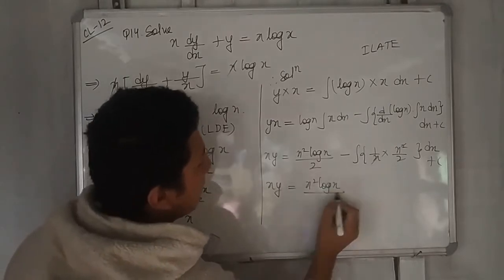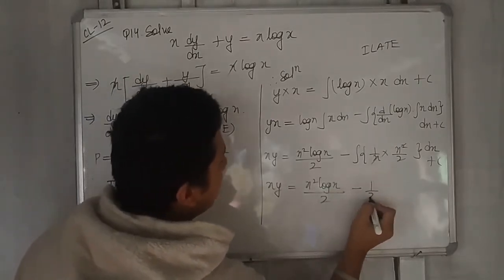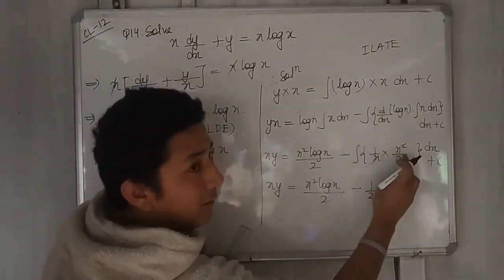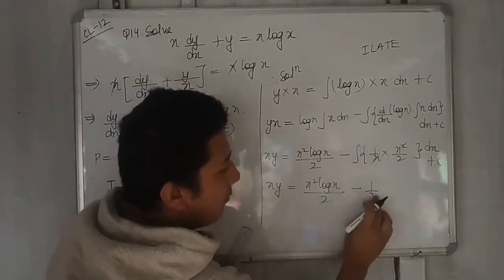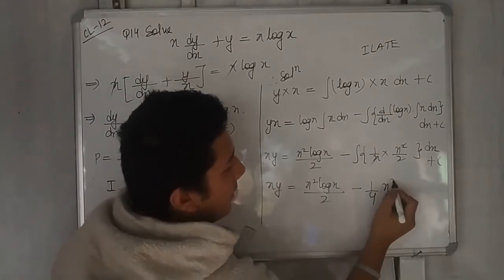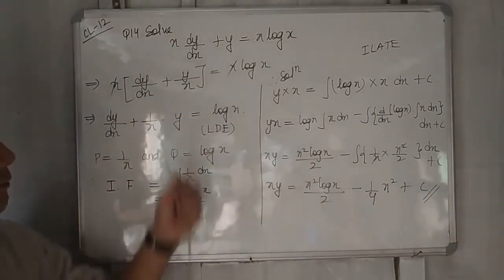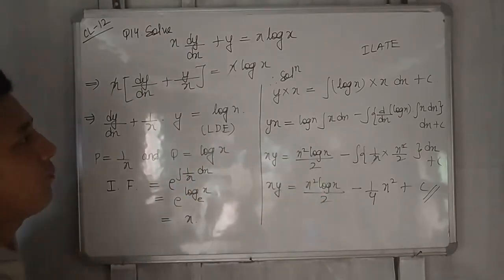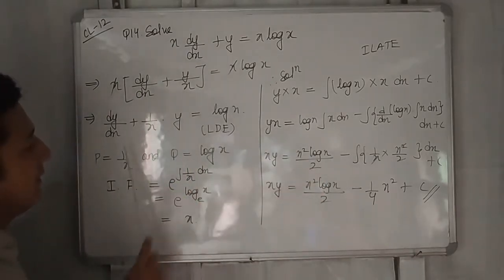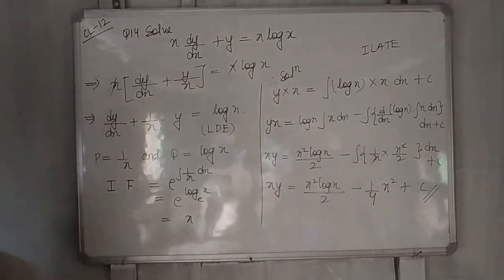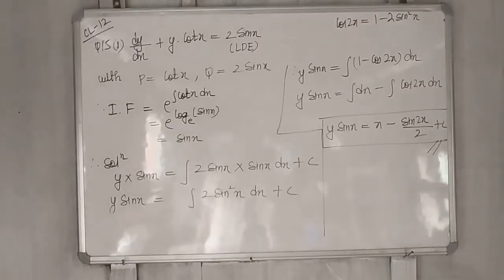This integration by parts, you know how to do it, so I don't have to tell you. So 1/2 is a constant, and when you integrate x, it will be x square by 2. So right, it will be 1/4 x square plus c. So this is going to be your answer. Please pause the video, note it down. The important part here is to identify the LDE, to find the integrating factor, and then to integrate this. The rest is very, very simple. So please pause the video and note it down.